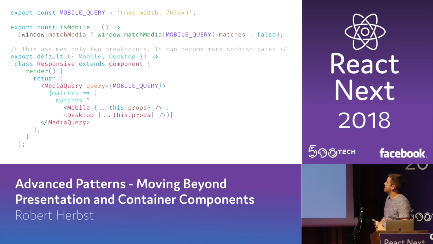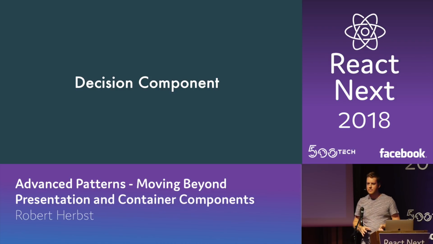It's pretty simple. We're just using the match media API in browsers, checking if it's mobile. It's really, really simple because it only assumes 2 breakpoints. And based on the media query, it's going to return either desktop or mobile. This sort of component I'm calling a decision component. This is perhaps a more specific or advanced implementation of it, but decision components, essentially, you move it outside of your component, it makes a decision and renders 2 separate trees based on that.